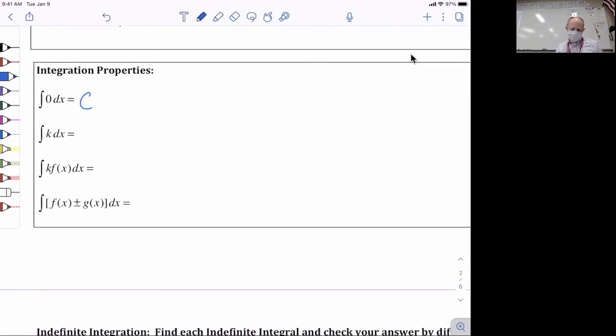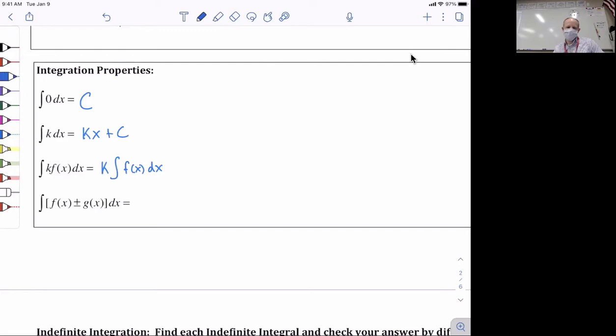If we have the antiderivative of k just being a constant, the function that gives us that would be kx plus c. So that constant multiple is the derivative of kx plus c. Now, if you do have a constant multiple times a function, it turns out that you can move that constant multiple outside of the integral.